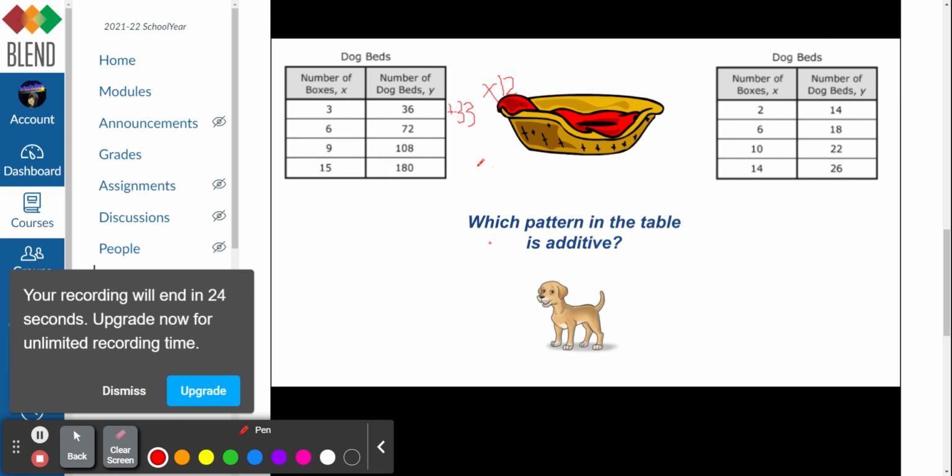All right, so let's find out which one works with the rest of the graph. Is it plus 33 or times 12? Over here, I want you to figure out, is it additive or multiplicative? How can 2 turn into 14 using addition? How can 2 turn into 14 with multiplication? So when we come back, we'll check all our work. I want you to figure out what these tables are, additive or multiplicative.